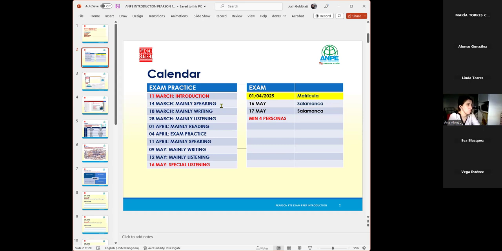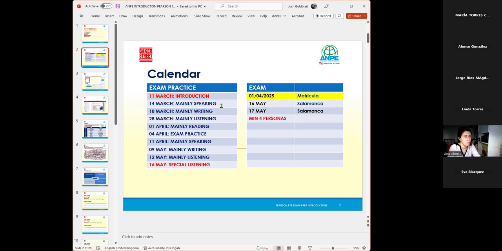1st of April, reading. So those are the 4 parts of the exam: speaking, writing, listening, and reading. And after that, the second part of the course will be exam practice. So it's going to be very, very practical for you. And then the final class will not be online. The final class will be in Salamanca, on the 16th of May. Very, very important.